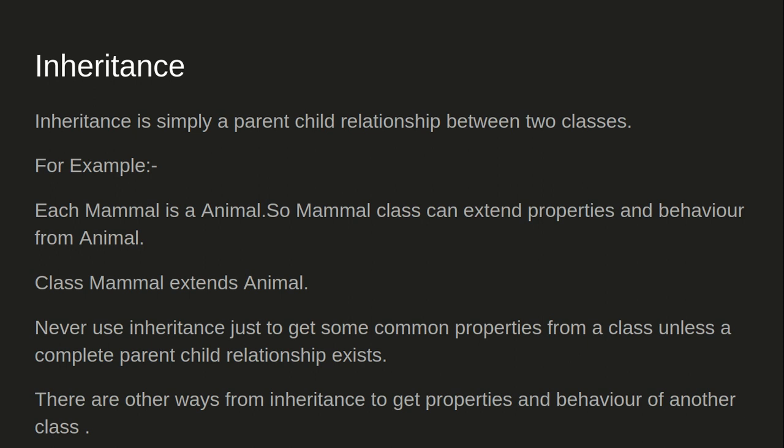Now let us move to the second property that we are going to study today, that is inheritance. Inheritance, as we all know, is simply a parent-child relationship between two classes. What does a parent-child relationship mean? It means that if you have class A and class B, and class A can inherit all the properties from class B, and those properties are valid for class A, then you can inherit. You shouldn't inherit just because you want some part of the properties.